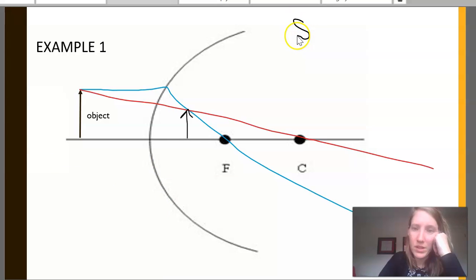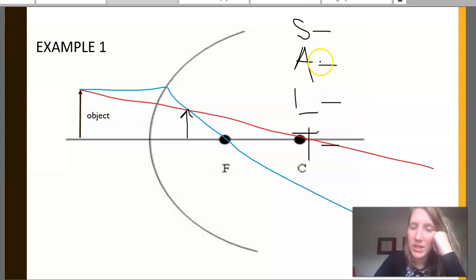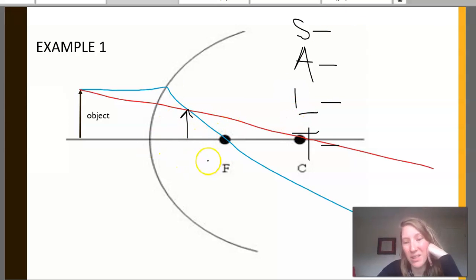Do you remember SALT? S is for size, A is for attitude, L is for location, and T is for type. So S, A, L, T to describe our image. The size, it is smaller. A, attitude, it's still upright. L, location, it is behind the mirror in front of F. And T, type, it is virtual.